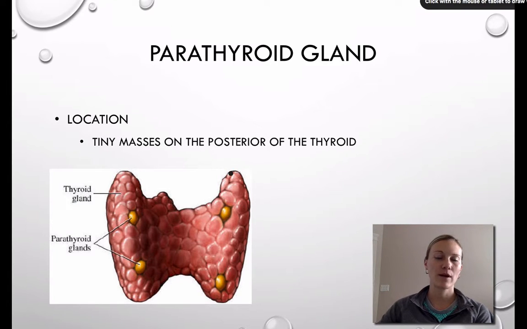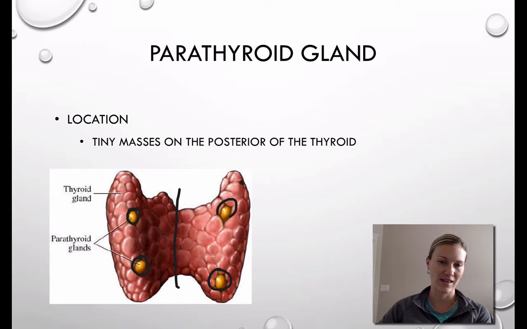So next up is the parathyroid gland. The parathyroid gland is located on the back, or the posterior wall, of the thyroid. So this is the posterior view, and the parathyroid glands are right here. They kind of remind me of a butterfly. The thyroid makes up a butterfly, and the parathyroid glands are on the butterfly wings almost.